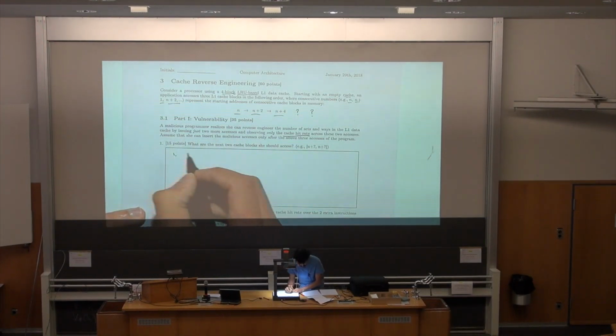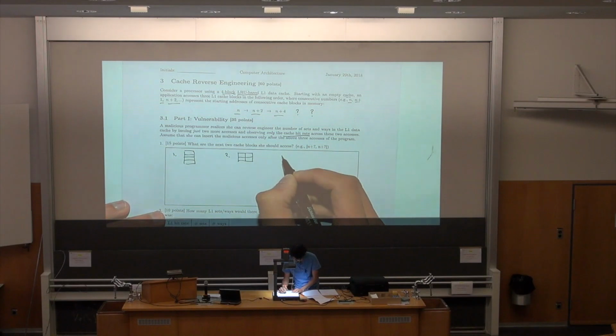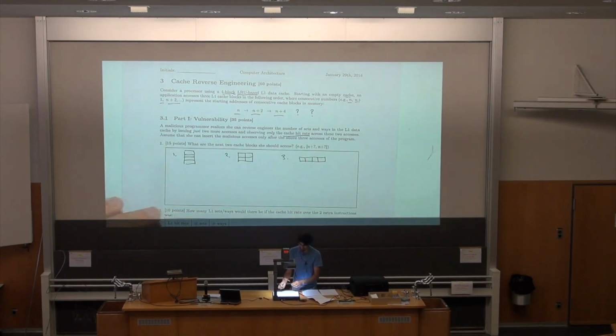So the first would be if it was completely direct mapped. So you have a cache that looks something like this, and we have 4 blocks. Another option is if it's two-way associative, and then the third option is if it's completely fully associative, right? Those are our only 3 potential cache configurations. Now we want to figure out what 2 additional accesses we can do in order to figure out which one of these is the actual cache being used here.